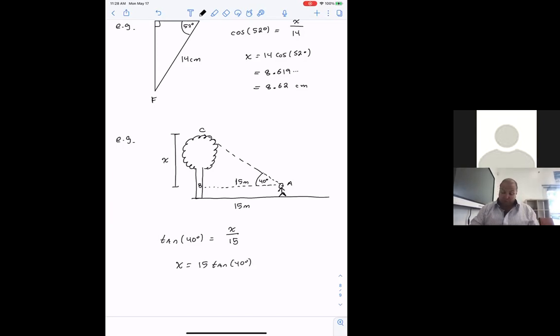I don't know what tangent of 40 degrees is. It's a little less than 1. It's 0.839 and so on, but I'm going to multiply by 15 before approximating. 12.586 and so on. And because there's no restrictions, we're going to use 3 sig figs. And I get 12.6, and that's going to be in meters, 12.6 meters.